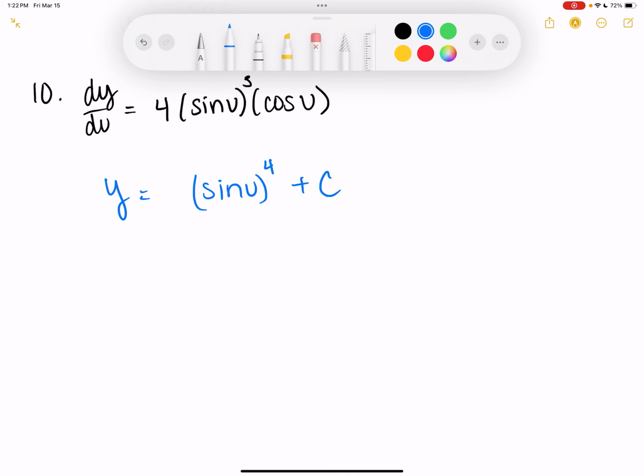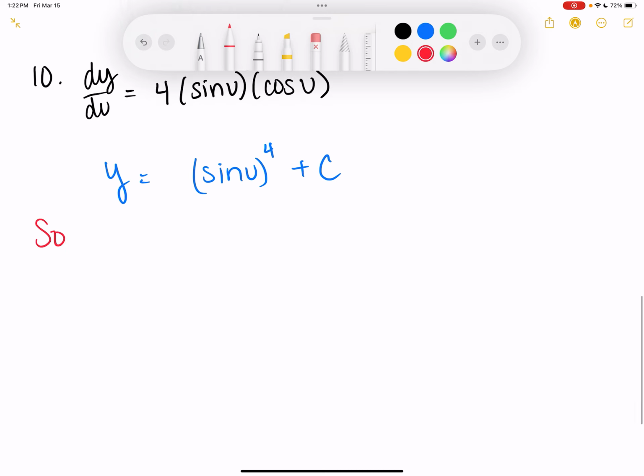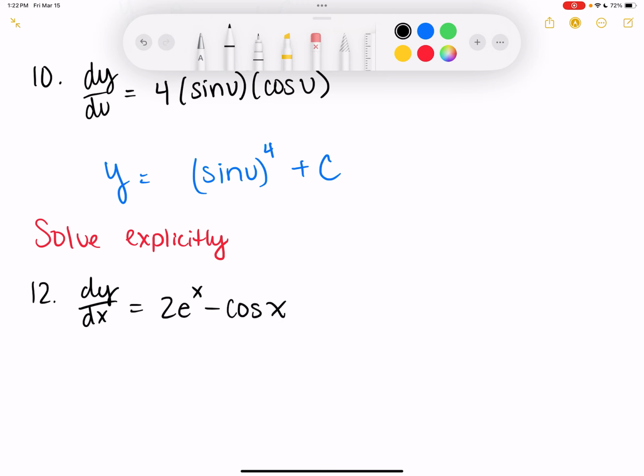Solve the initial value problem explicitly. I'm going to show you one today, and then we'll pick this up on Monday. Number 12: dy/dx equals 2e to the x minus the cosine of x. y is equal to 3 when x is equal to 0. The first thing we do is disregard what y and x are equal to. I'm going to follow the process from 1 through 10. So what's the antiderivative of this?